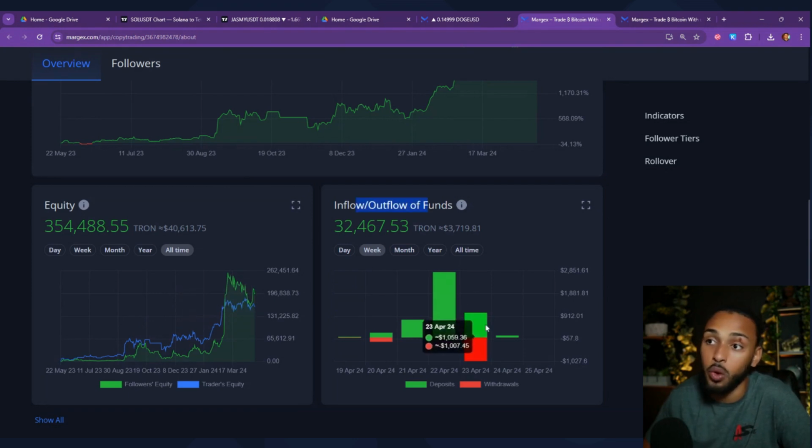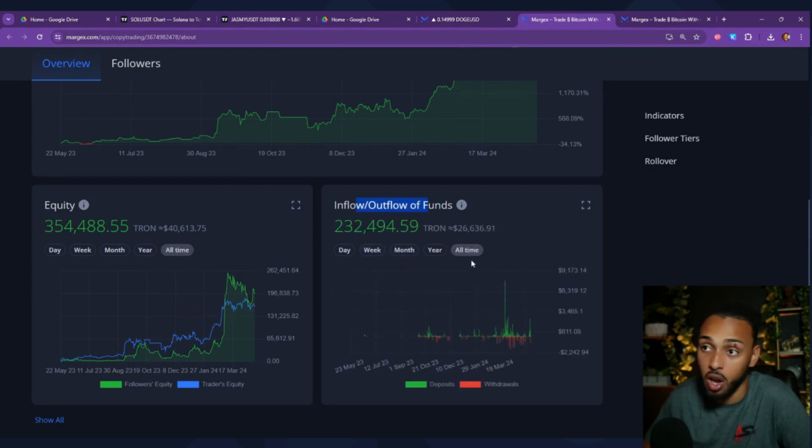Inflow and outflow of funds. When have people gotten out of this thing over the last, just in terms of all time? Are more people getting in than are getting out? That's a good idea to be able to see how this thing has performed.